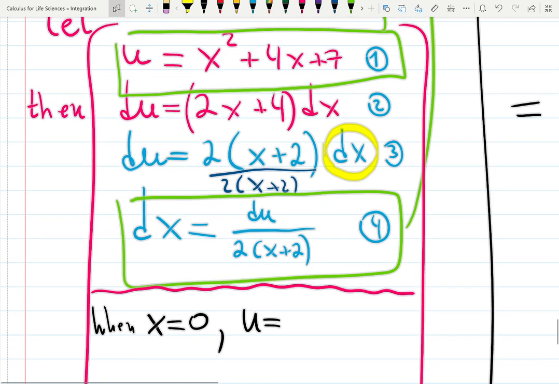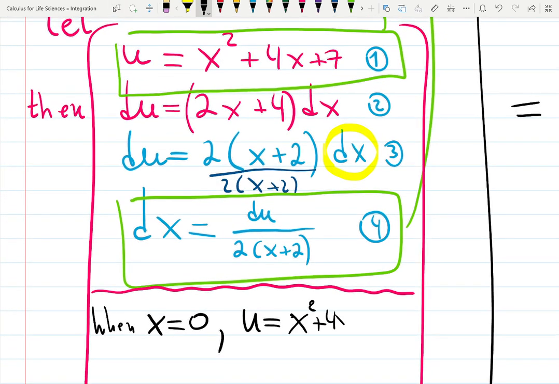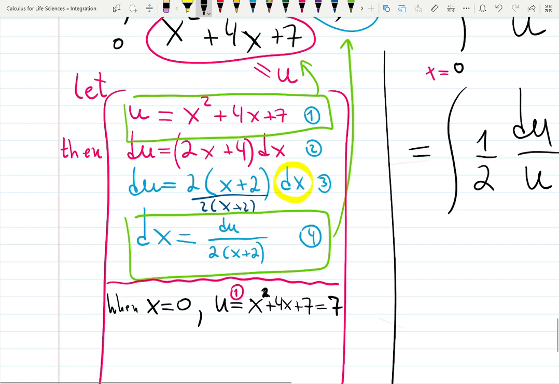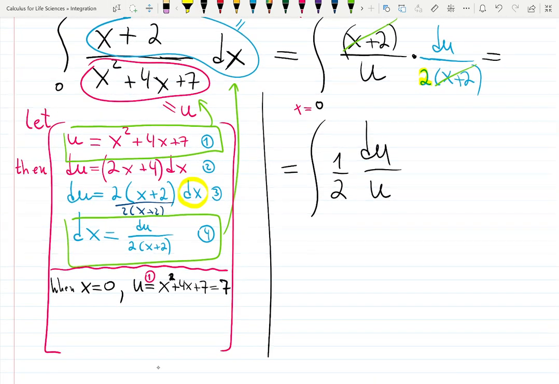U is x squared plus 4x plus 7, remember? That's equation number 1. Equation number 1 tells me that my choice was x squared plus 4x plus 7. So I just plug in 0. And guess what the answer is? 7. Good job. And this is how I immediately can write down that 0 got converted into 7.